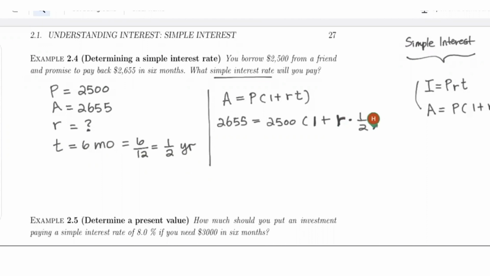So let me give you an idea. I want to divide 2,500 on both sides. How about that? This can be canceled out. All right, so we have 1 plus 1/2 R on one side of the equation, and you all have a calculator. 26.55 over 2,500 is 1 point what number? It's 1.062.